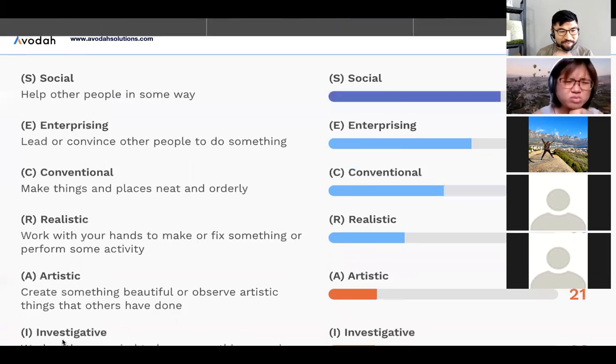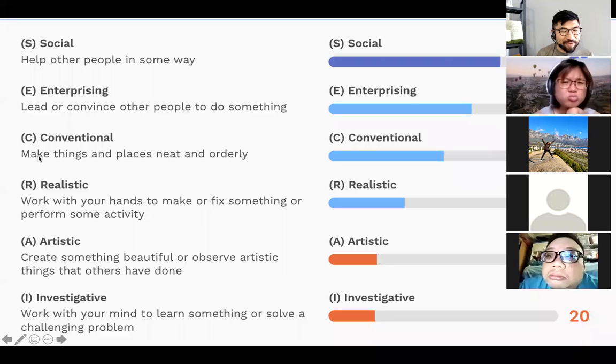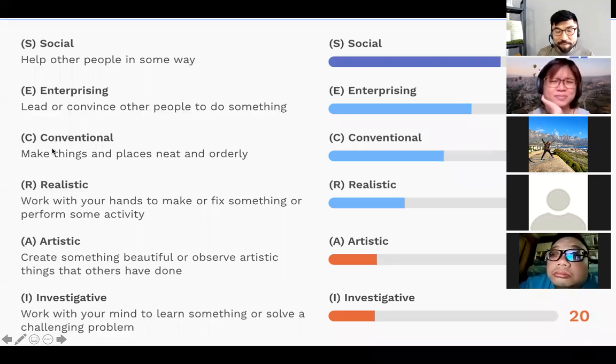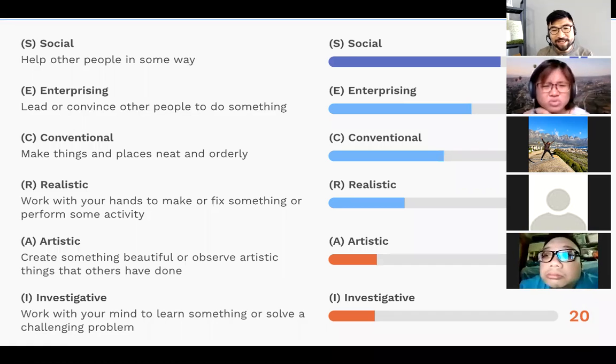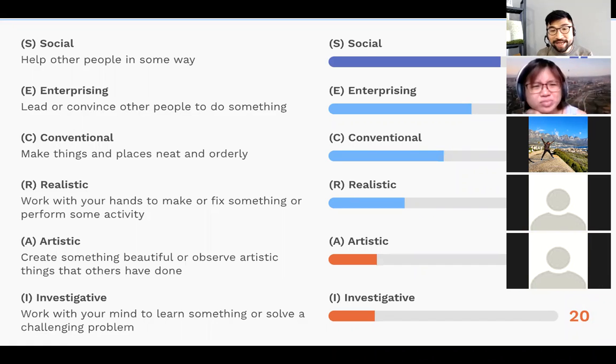Okay, so this is my career interest. These are my results, really plucked out from the website. So this is what you see as well if you do the same RIASEC test on the My Skills Future portal. For me, as you can see, my top three is S, E, and C: social, enterprising, and conventional.